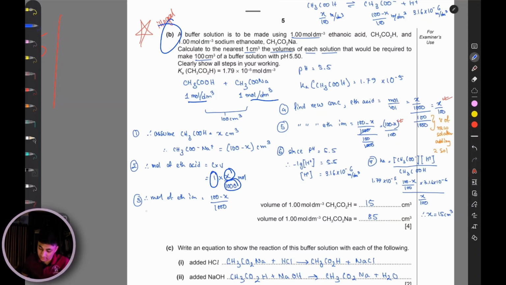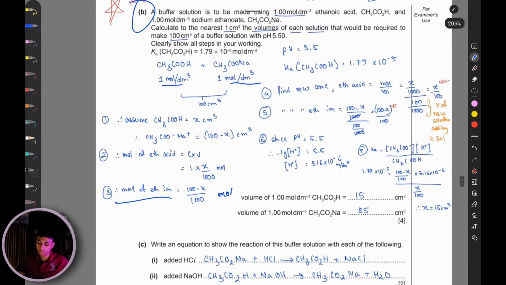Done. Next, moles of ethanoate ion. How do you find the moles? You know the concentration to be 1. And what is the volume? 100 minus x. Turn it into dm cube, divide by 1000, and this is going to be your moles of ethanoate ion. Now what? Now find the new concentration in equilibrium.